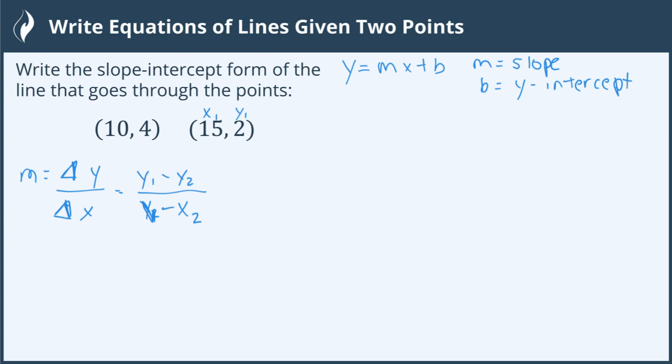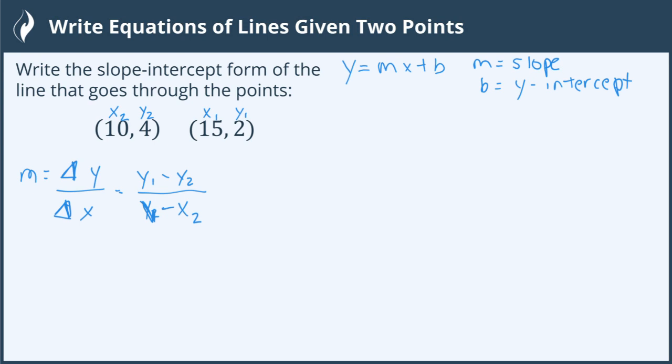And so if that's x sub 1 and that's y sub 1, then this is x sub 2, y sub 2. And all those 1s and 2s, they're just designations. They're not used as variables. They're just there to tell us what those numbers represent. Okay, so 15 represents x sub 1.